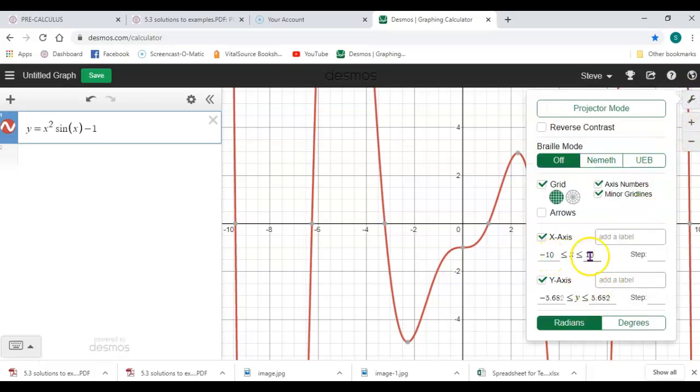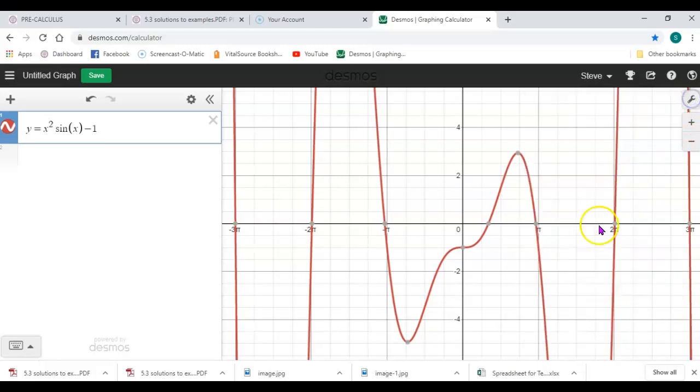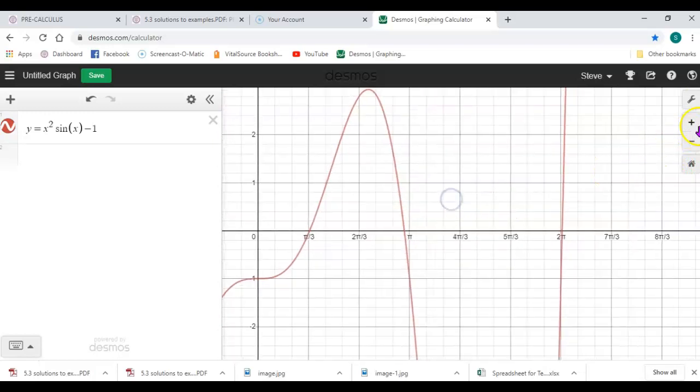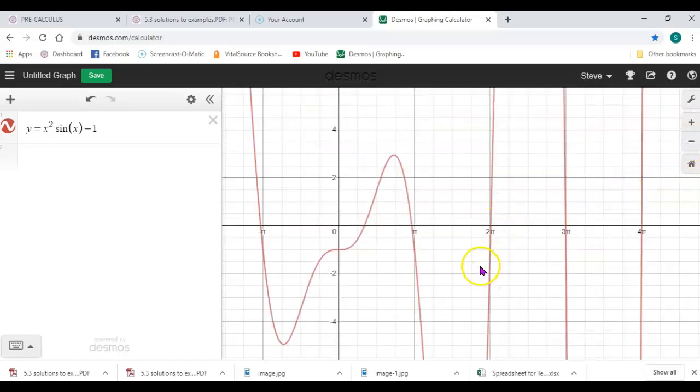I can change the scale on the x-axis so that the step value is pi or pi over 2 or anything like that. I'm just going to make it pi. So I typed in pi. And now, let me zoom in a little here. Okay, it looks like we're just a little bit past 2 pi when we cross the y-axis. So that one wouldn't count, just the two that are between 0 and 2 pi.